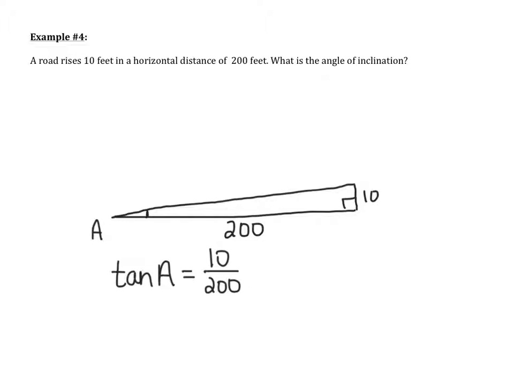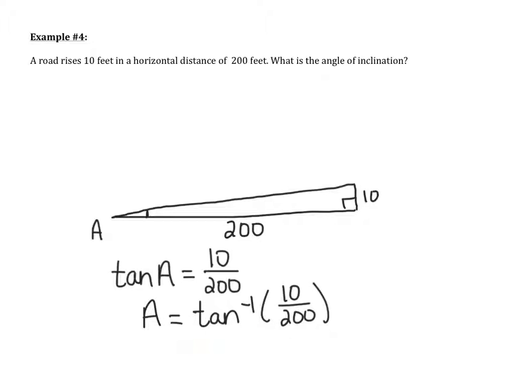To find the measure of angle A, it's not as simple as just dividing by the tangent. I would have to do the inverse tangent. And remember, it is not necessary to put 10 over 200 in lowest terms, since I'm just going to type it into a calculator anyway. So again, I cannot just divide by the tangent, I have to do the inverse tangent. So angle A would be equal to the inverse tangent of 10 over 200. And all I would have to do is type that into my calculator.